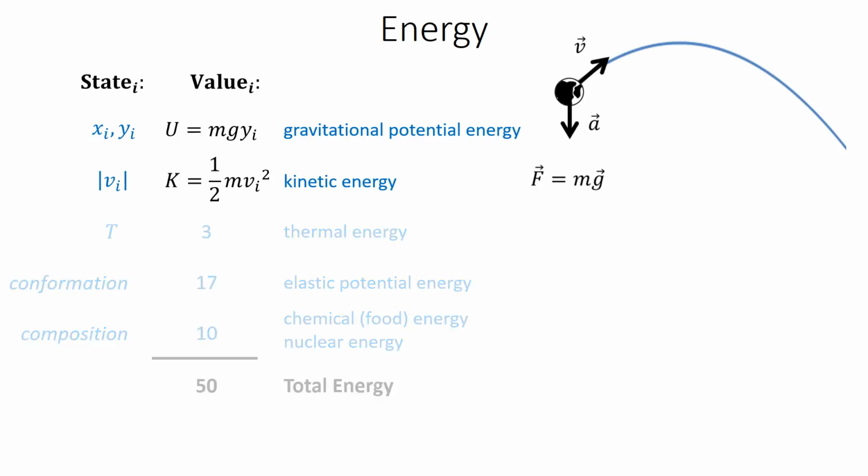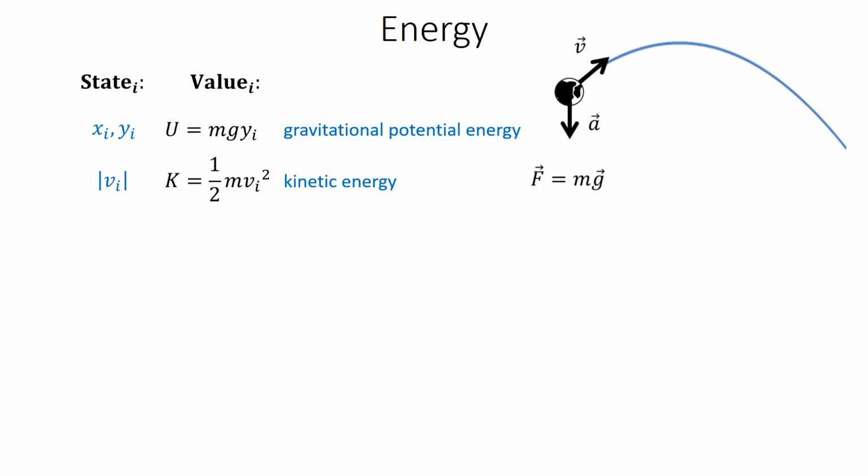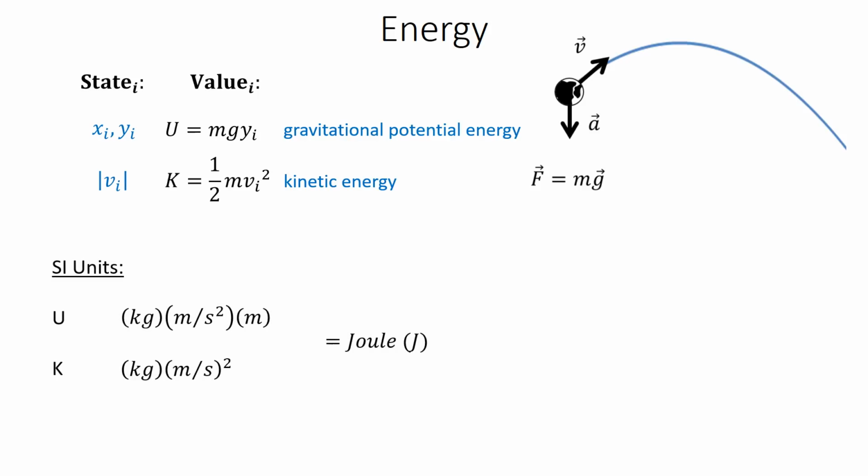Now, to take a quick look at the formulas for these two energies, you'll find that the SI units are kilogram meter squared per second squared, which we call joules. These are also the same units as work.